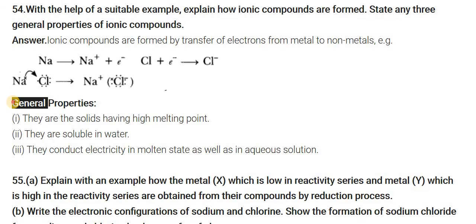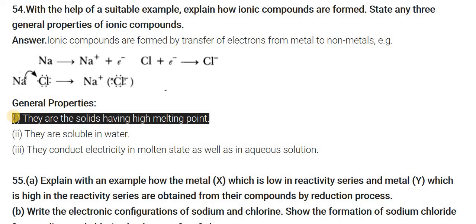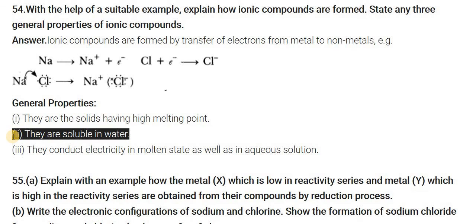Now let's see the properties of ionic compounds. They are solid and have a high melting point due to the strong force of attraction between the ions. The second one is that they are soluble in water. Here you can keep salt in mind: if we add salt into water, it easily dissolves. So ionic compounds also possess the same property, meaning they are soluble in water.